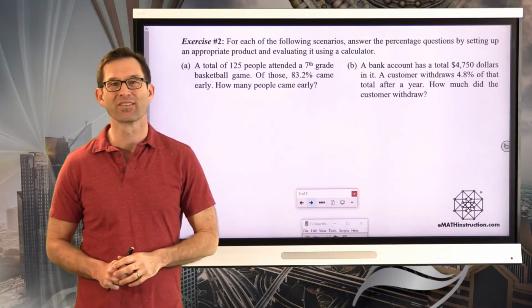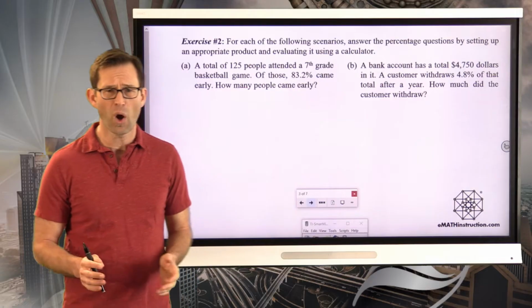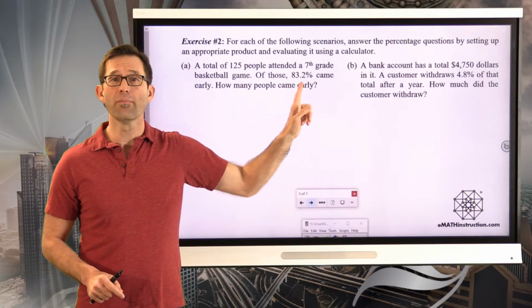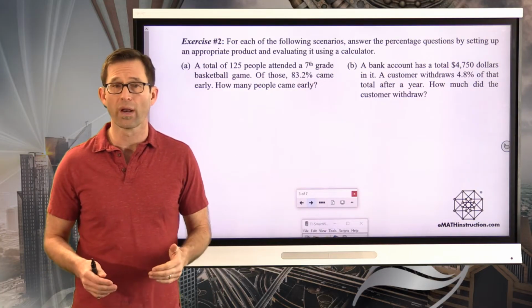All right, let's take a look at exercise number 2. For each of the following scenarios, answer the percentage questions by setting up an appropriate product and evaluating it using a calculator. Letter A. A total of 125 people attended a 7th grade basketball game. Of those, 83.2% came early. How many people came early? All right, we want to find 83.2% of our total of 125.